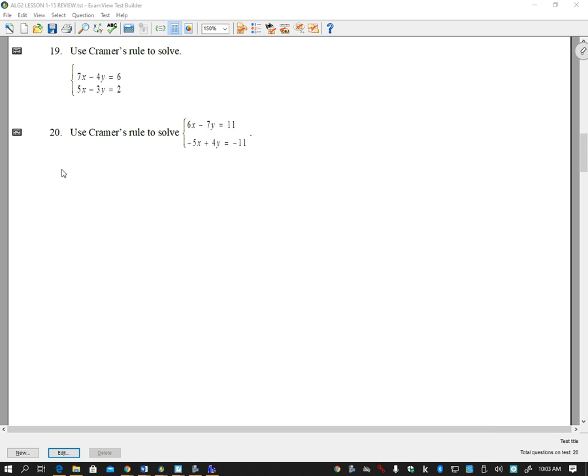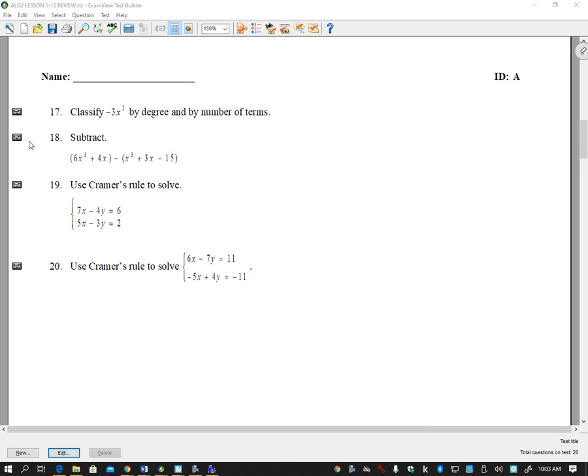All right, 17. Classify negative 3x squared by degree and number of terms. Well, how many terms does it have? 1, so it's a monomial, right?